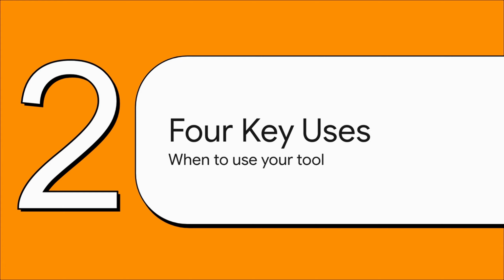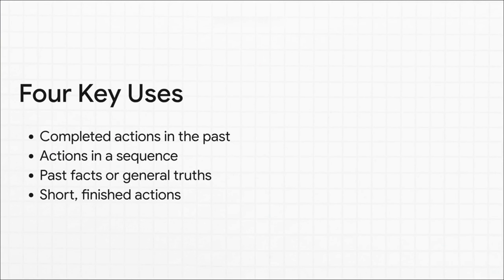Okay, so we've got the recipe, but when do we actually use it? Turns out there are 4 key situations where the past simple is going to be your absolute go-to tool. These range from single completed actions to telling a whole story with a sequence of events, to stating old facts, and even for those really quick, sudden things that just happen. Let's look at an example of each one. It'll make it crystal clear.